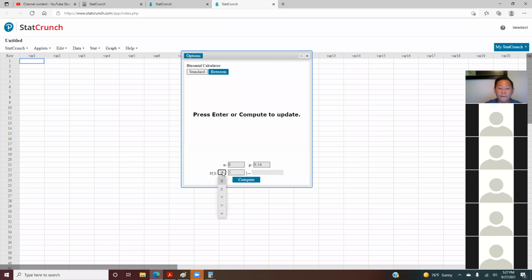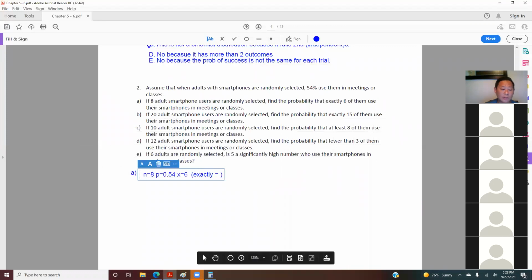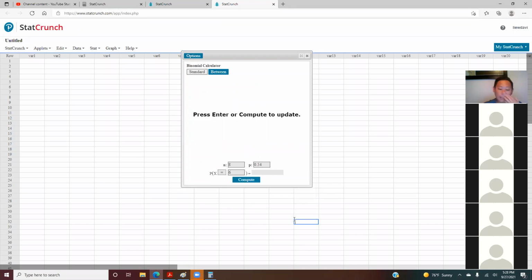So you click on here, you got 5 choices. Exactly we use equal, and how many X in this case? This is the one that you put the X number 6, right? I think we put 6, right? 6. Okay, and you hit compute.